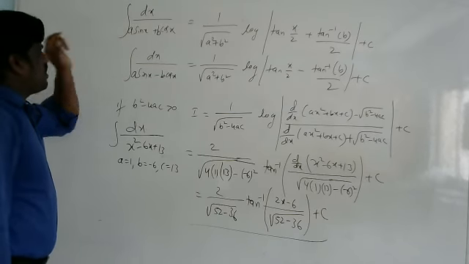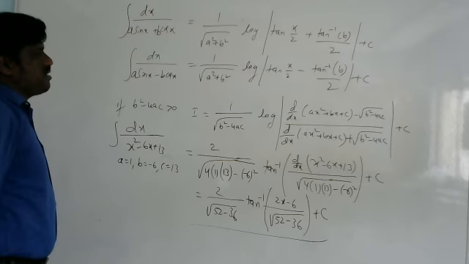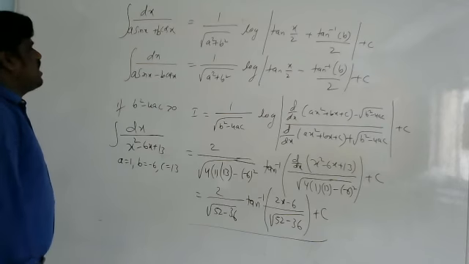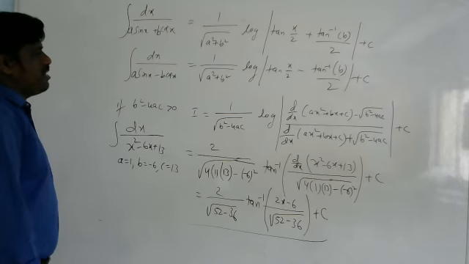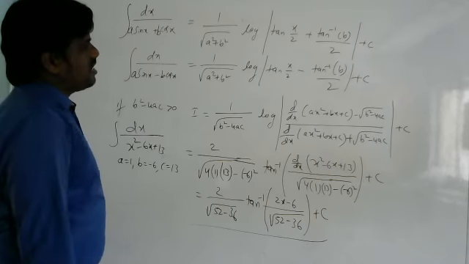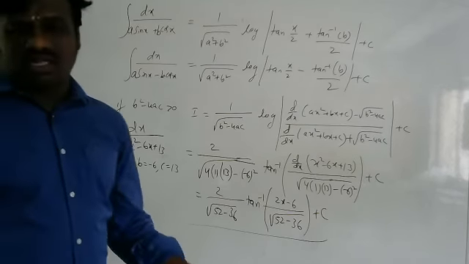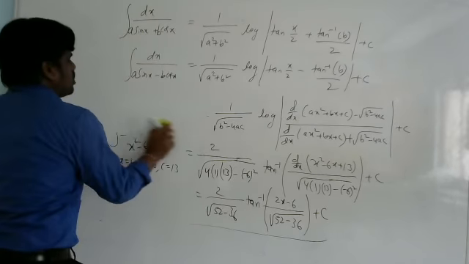Integration of dx upon a sin x plus b cos x, the formula is 1 by under root of a square plus b square, log tan x by 2 plus tan inverse b by 2, plus c. Integration of dx upon a sin x minus b cos x is equal to 1 upon under root of a square plus b square, log mod tan x by 2 minus tan inverse b by 2, plus c. These are all the formulas of integration and these are the shortcut methods.